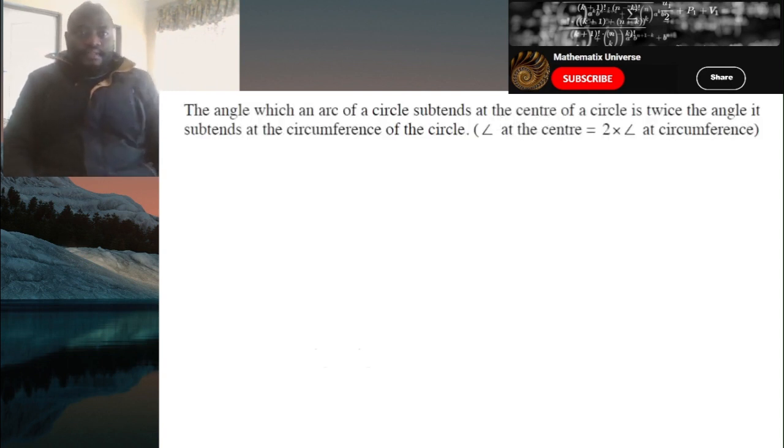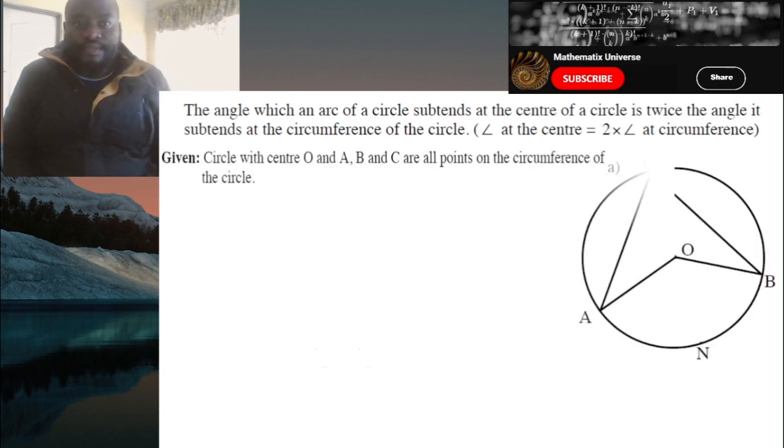It says the angle which an arc of a circle subtends at the center of a circle is twice the angle it subtends at the circumference of the circle. So angle at center is equal to 2 times angle at the circumference.